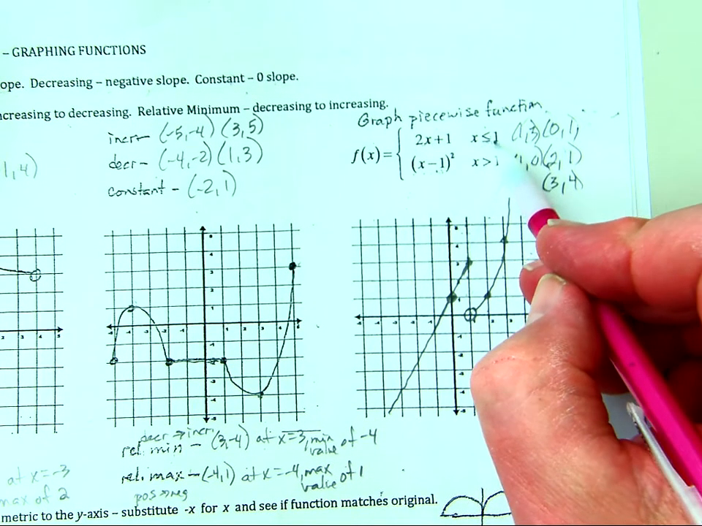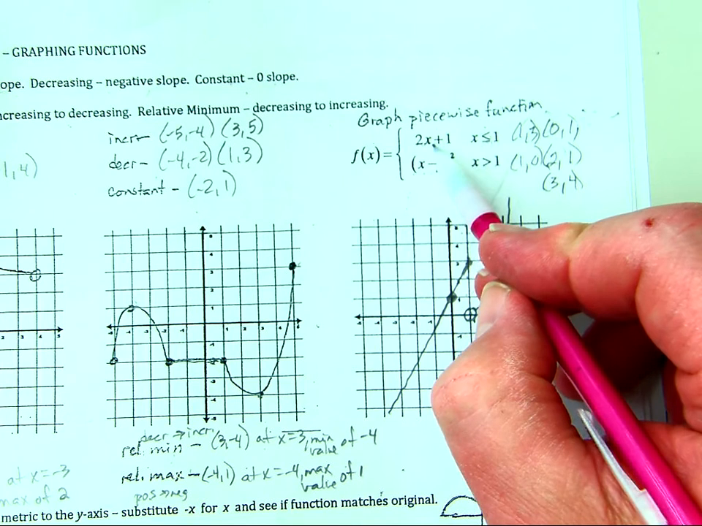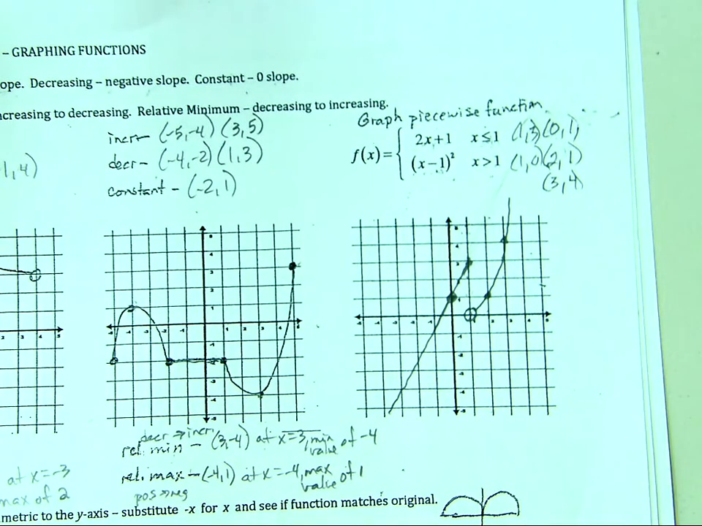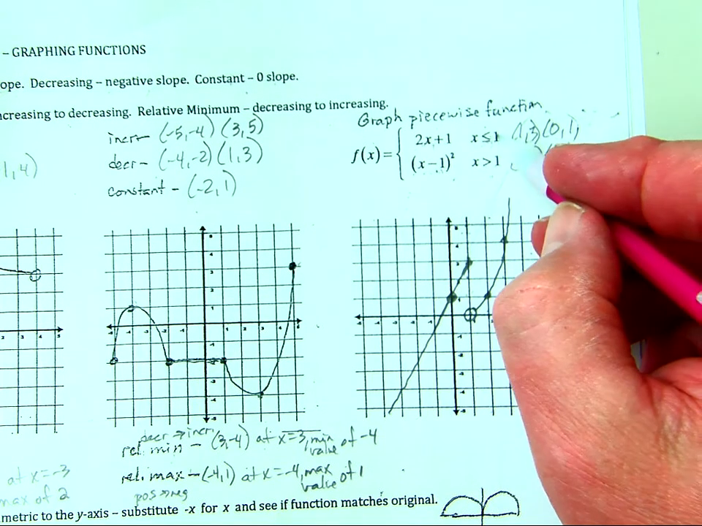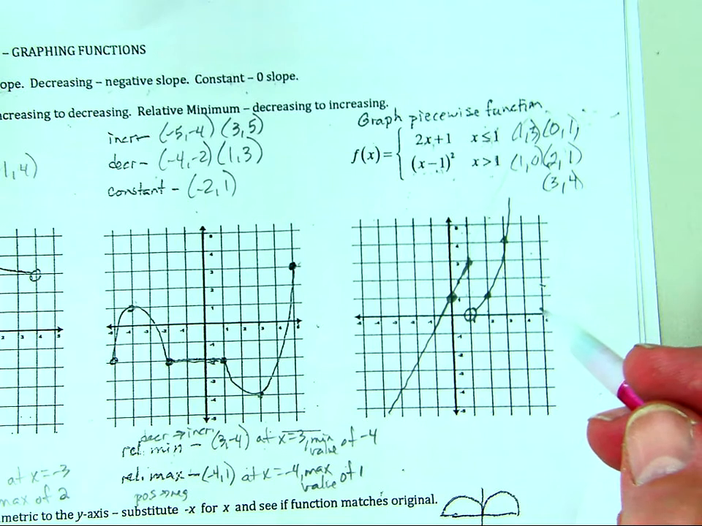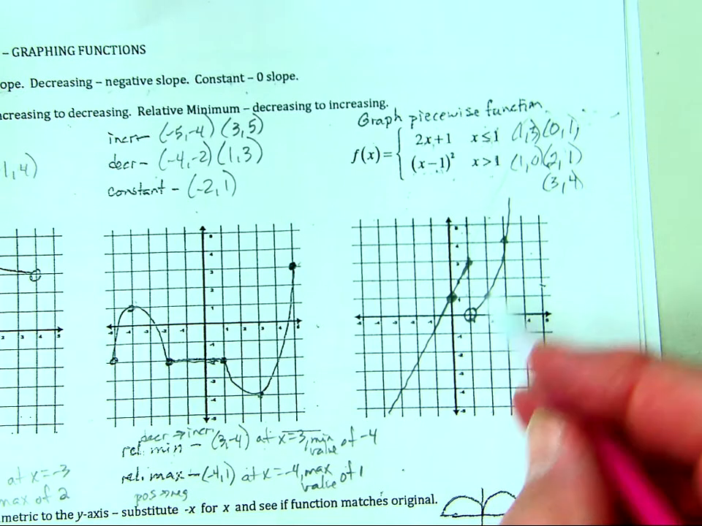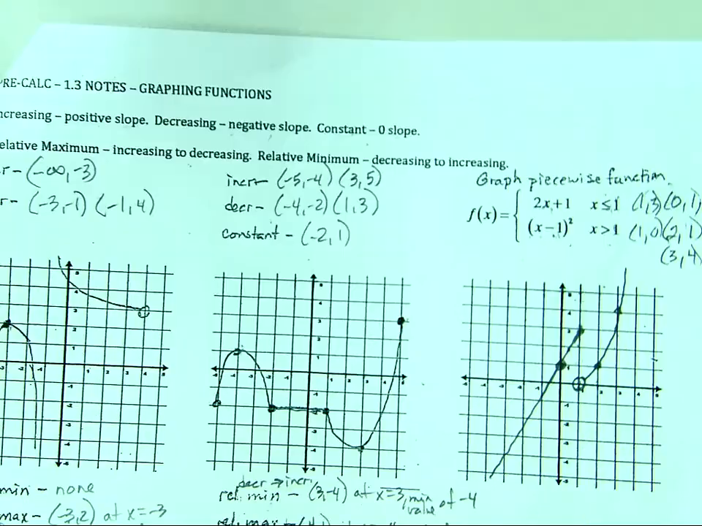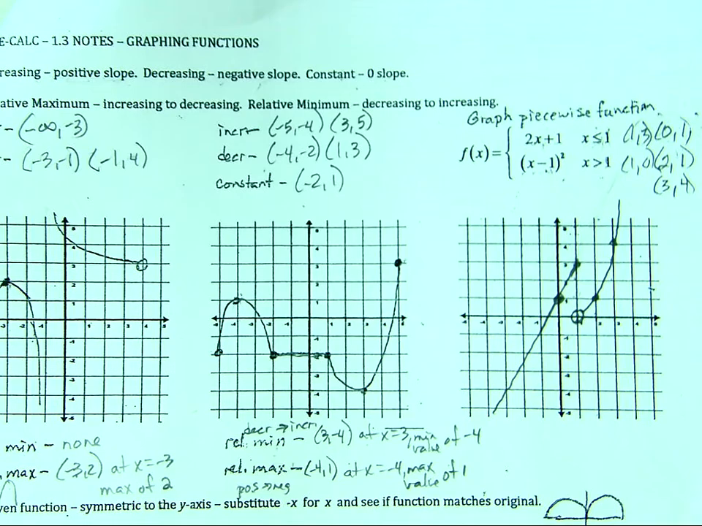So here we plugged in numbers less than or equal to 1 into this one. We plugged in numbers greater than 1 into this one. And it's always good to plug in the number where they meet, like here at 1, to see what you get. Just remember, like here, we're going to put an open circle because that's a greater than, not greater than or equal to. All right, the next thing is even and odd functions.